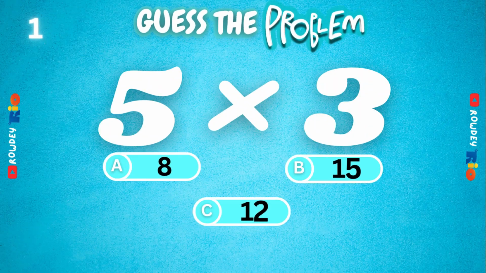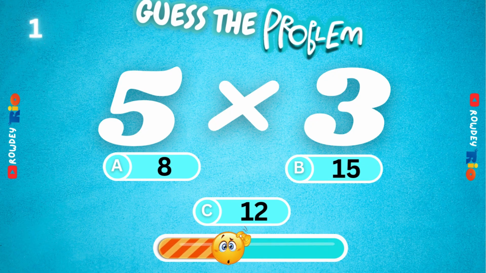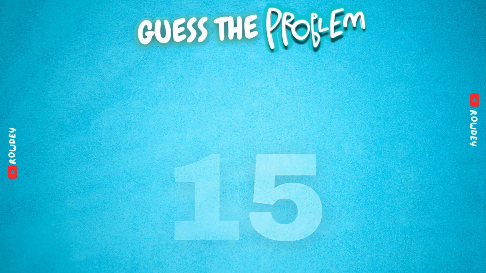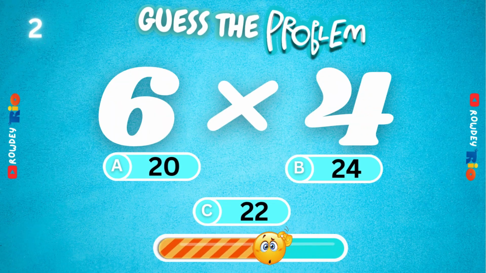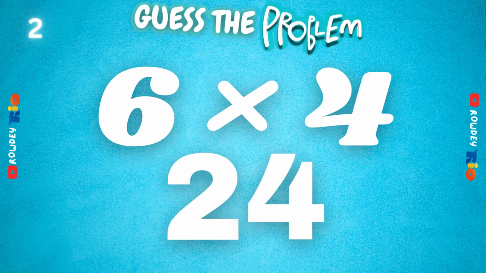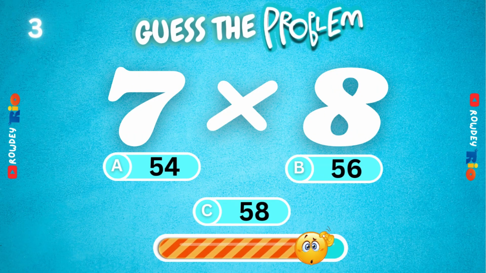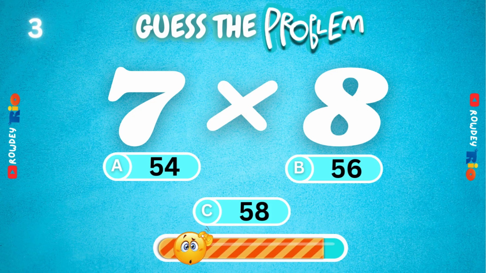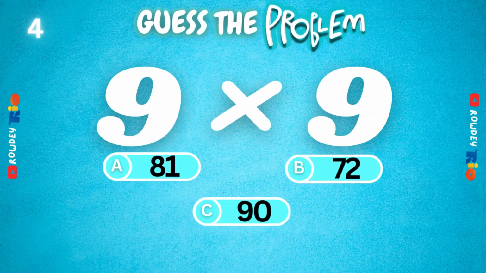What is 5 times 3? The answer is 15. What is 6 times 4? The answer is 24. What is 7 times 8? The answer is 56. What is 9 times 9?